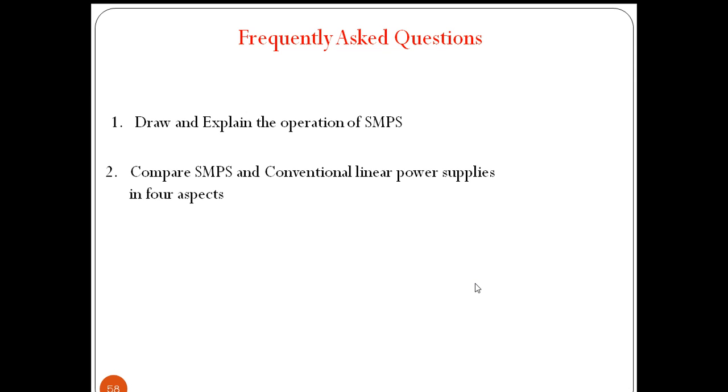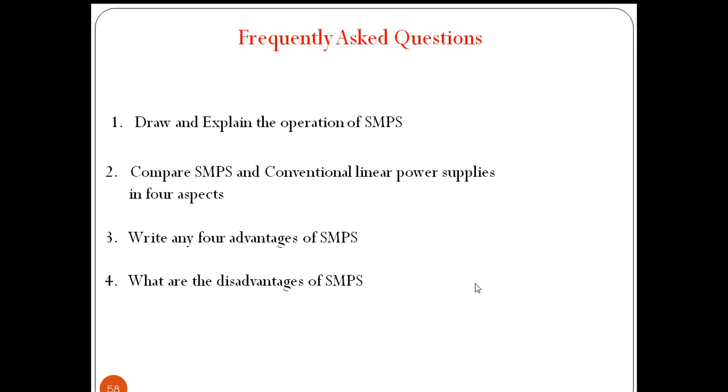Compare SMPS and conventional linear power supply in any four aspects. Actually, we have discussed around 8 to 10 categories in the comparison between SMPS and linear power supply. Go through this and write any four. Write any four advantages of SMPS. In the last we discussed advantages. You mention any four in that.